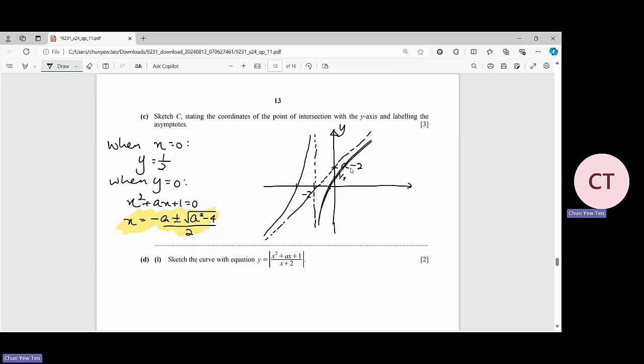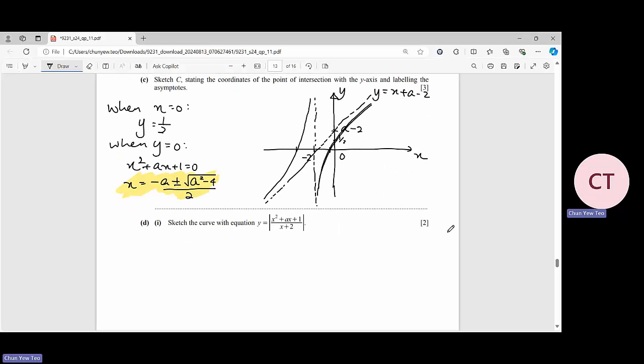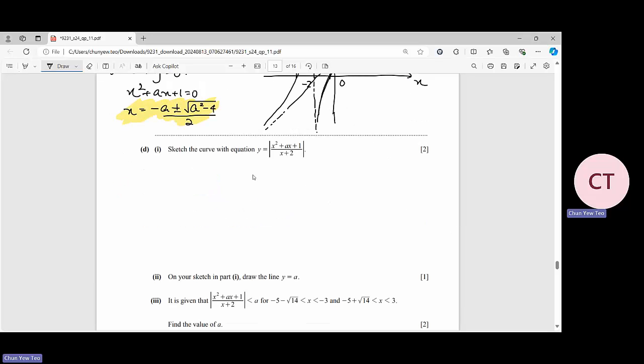So this is the y, this is the 0, this is the x, this is y equals x plus a minus 2. So we are done with this graph. Now the question is asking us to draw the graph with the modulus. If you draw the graph with the modulus, then from here you just reflect all the graph that is below the x-axis, go up, and that will do.